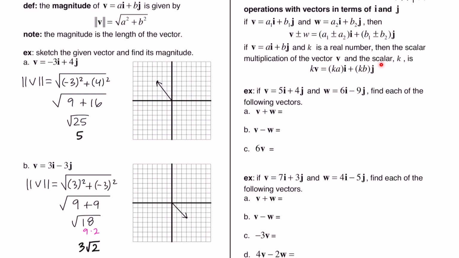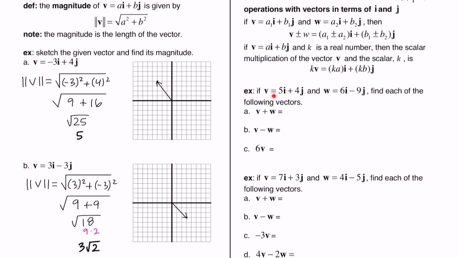And then finally, we have what's called a scalar. We use the letter k in this case, but basically if you have a scalar k times v, for example, that means you're taking the value k and you're multiplying it to both the i and the j component.